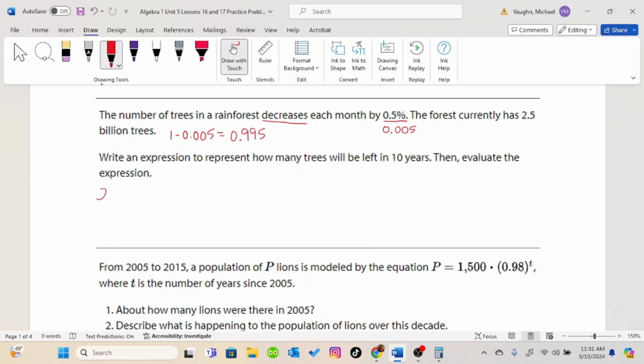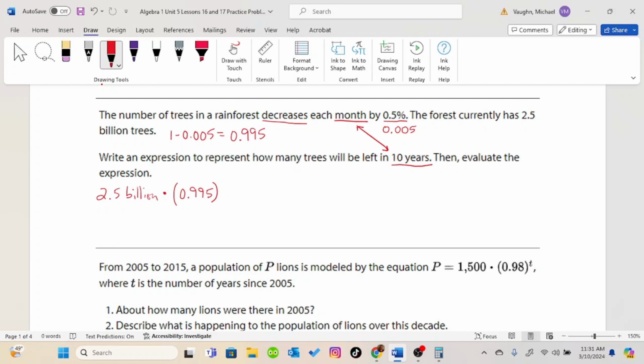So we have 2.5 billion as our starting amount. And we're going to multiply that by our growth factor, 0.995. Now, when we're writing our exponent, we have to be careful. We see the 10 years here, but this rate is done monthly. So we need to pay attention to that.